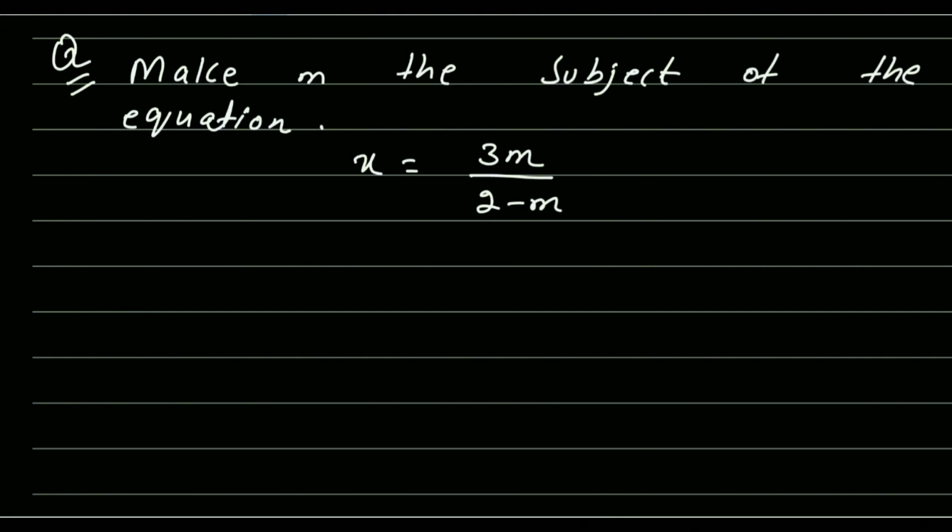So m. I have to combine all the terms that contain m. So first of all, I will do cross multiplication. x will be multiplied with 2 minus m. 3m will remain there. 2x minus xm is equal to 3m.